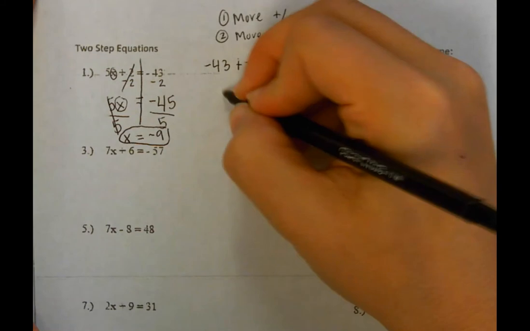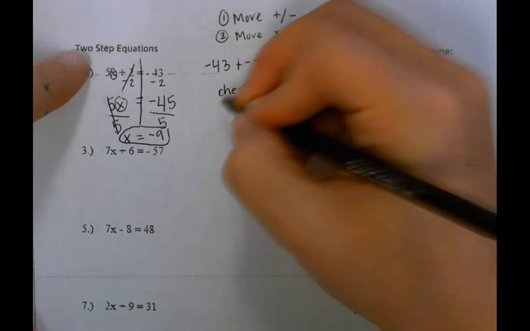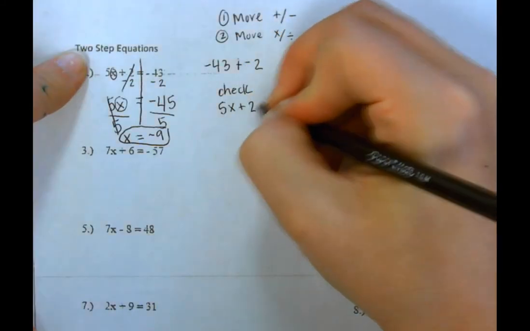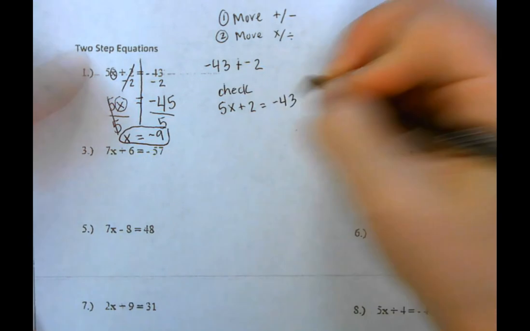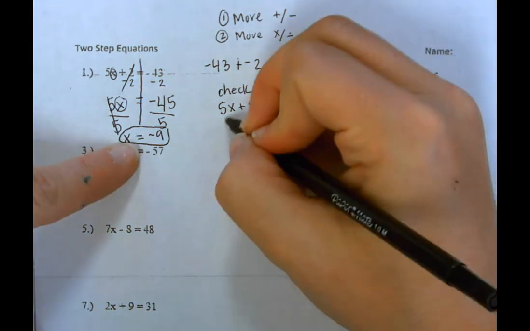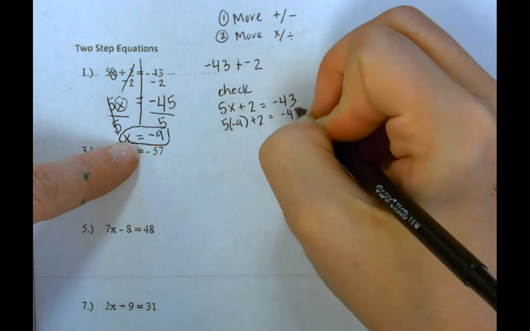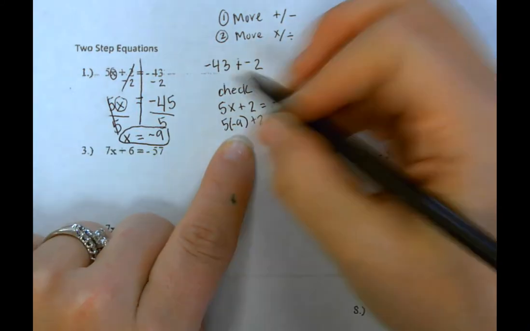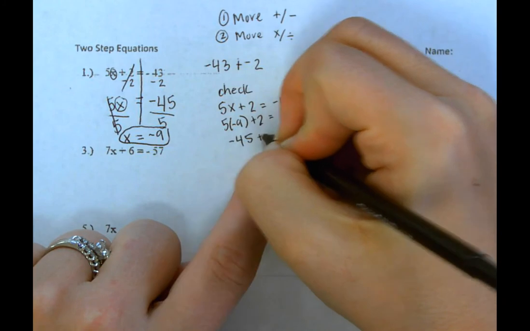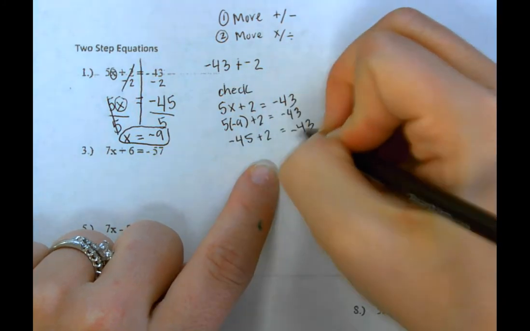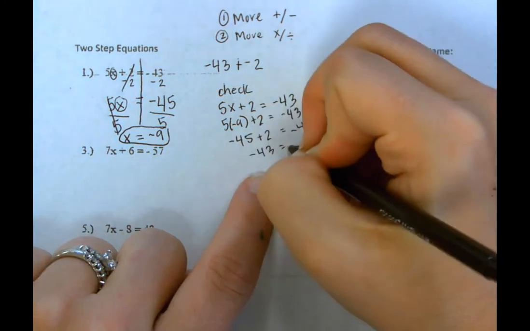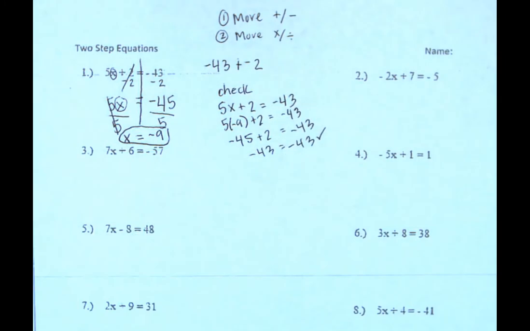If I wanted to check my answer, I can always go back to the original equation and make x whatever I think it equals. So I would make this negative 9, which would give me 5 times negative 9, which is negative 45, plus 2, which would give me negative 43 when I add those together. So I could always check my work if I wanted to make sure that I got the right answer at the end.